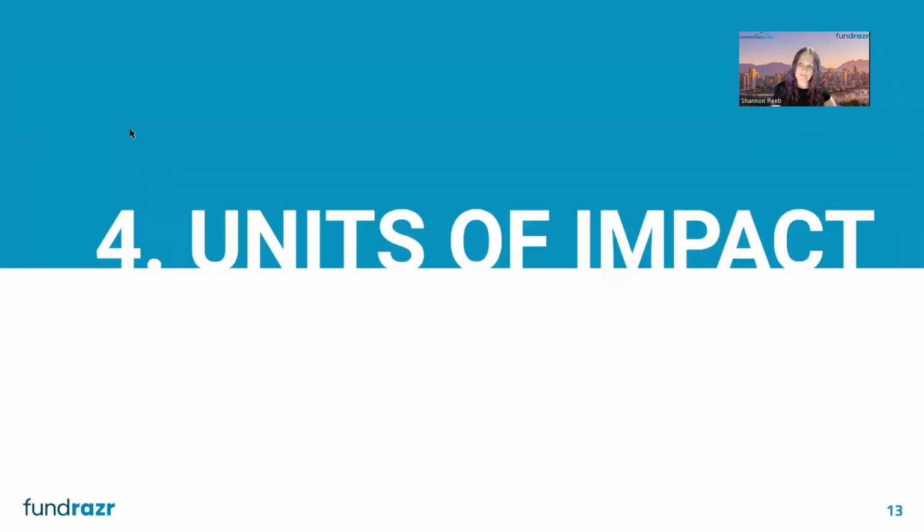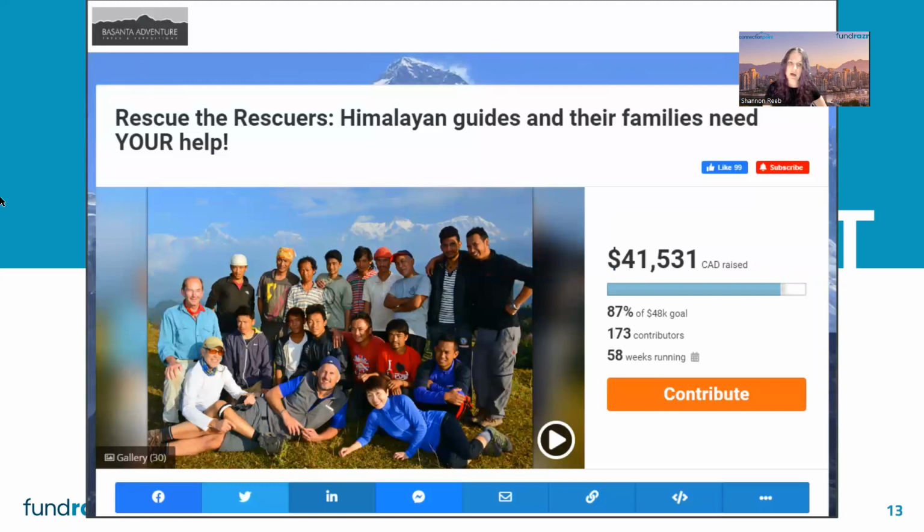Number 4 is the most important. This is units of impact. And if you've watched any of our other webinars or read our blog or looked at our toolkits, anything like that, I'm sure you've heard the words units of impact before. So this is a really great example for a wish list: units of impact is a campaign, Rescue the Rescuers, which I've talked about in other webinars as well.